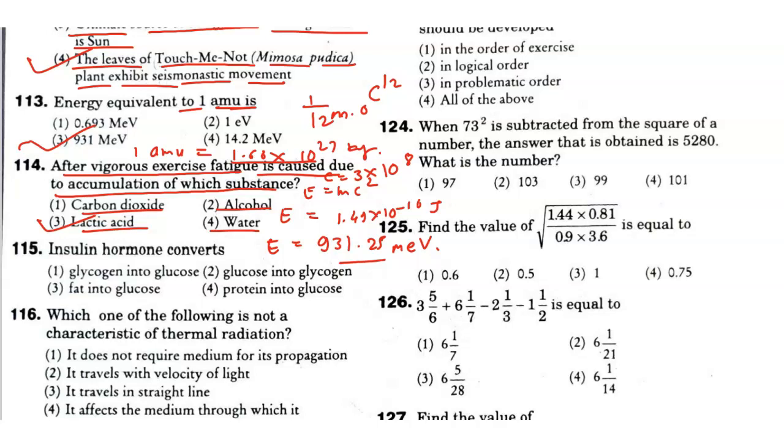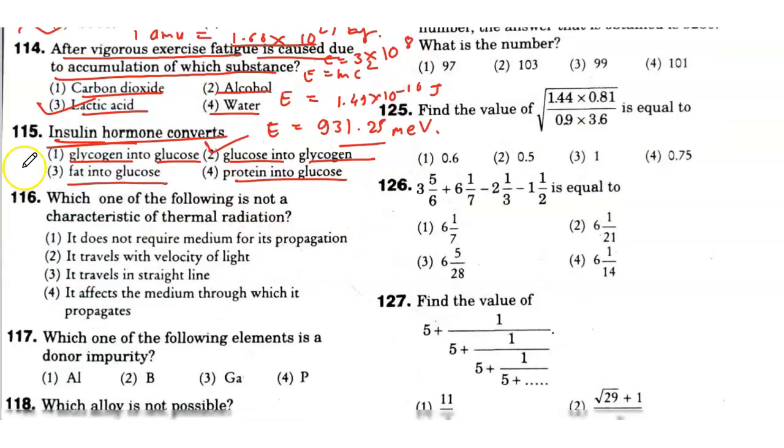Now we have to convert insulin hormone. Basically insulin hormone gets converted to glycogen into glucose, glucose into glycogen, fat into glucose, protein into glucose. The correct answer is option second. Insulin is a peptide hormone produced by beta cells in the pancreas. It causes the cells in skeletal muscle and fat tissue to absorb glucose from the blood. So the correct answer is glucose into glycogen.